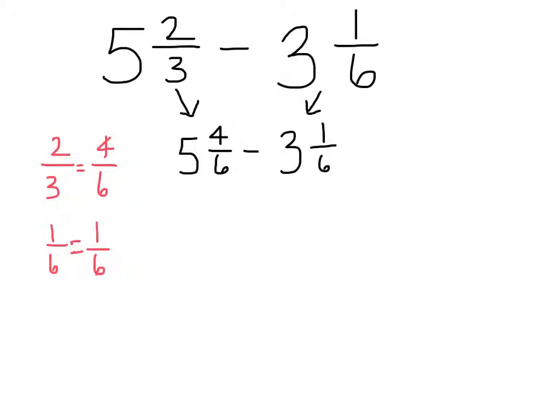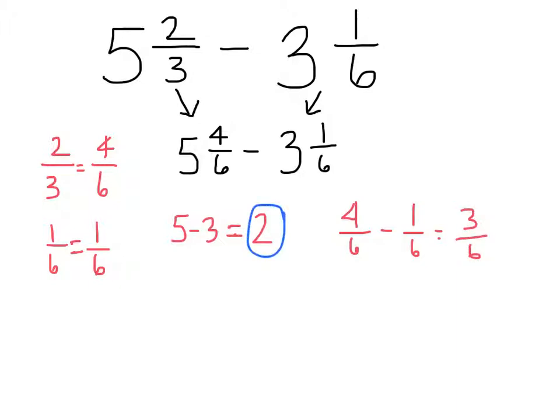What I'll do here is I will subtract my whole numbers. 5 minus 3 is 2. And then I will subtract my fractions. 4/6 minus 1/6 is 3/6. And then I'll take those two parts and put them together. And I have 2 3/6.